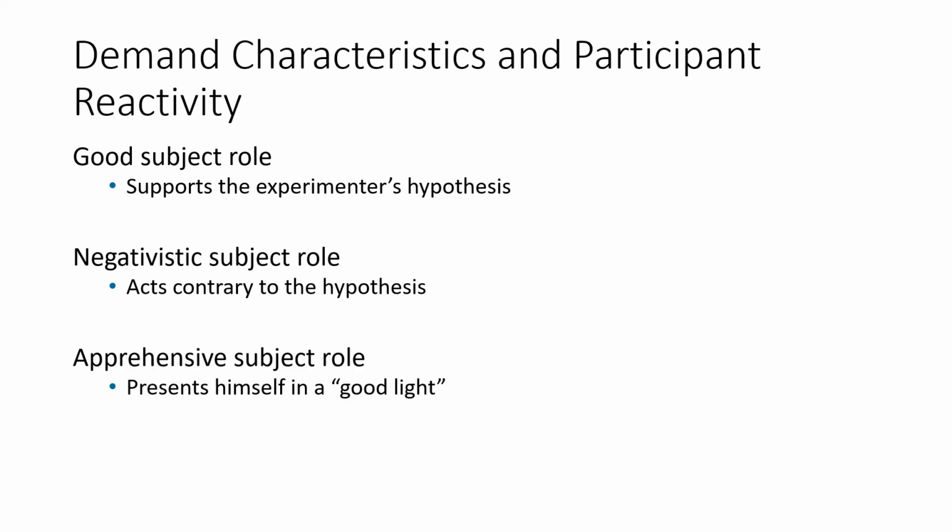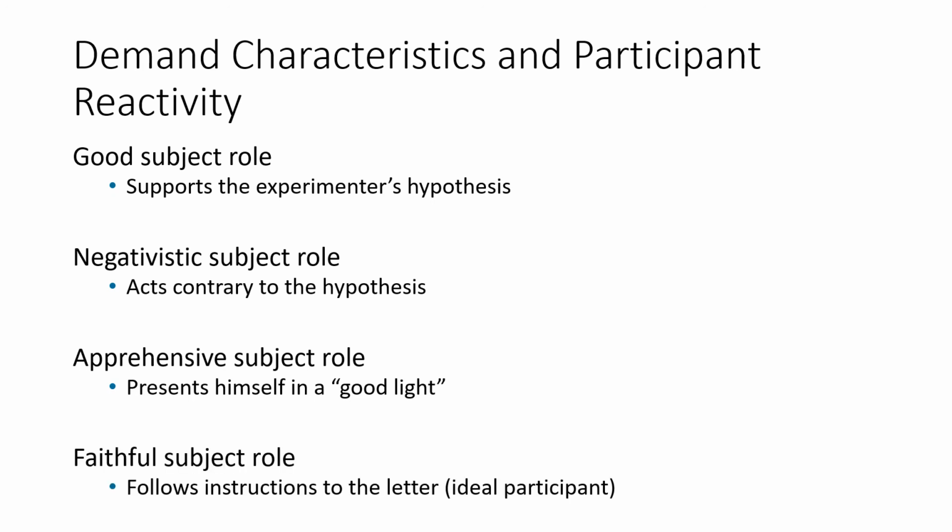The apprehensive subject role is where subjects attempt to present themselves in a good light. They don't even have to know the hypotheses. This is where participants, like if you're doing a study on drinking, will act different than they would normally act because they know they're being studied, and as a result of knowing they're being studied, they act in a way that is more indicative of how they should act, how it would be morally correct to act rather than how they actually do act.